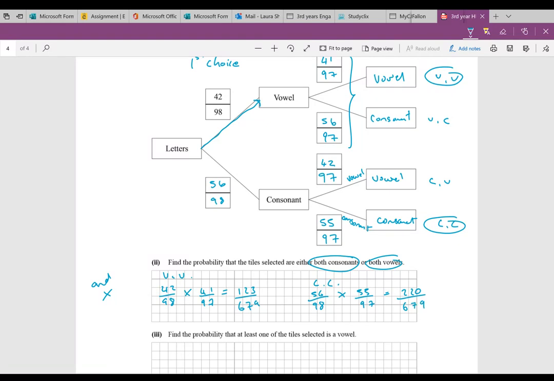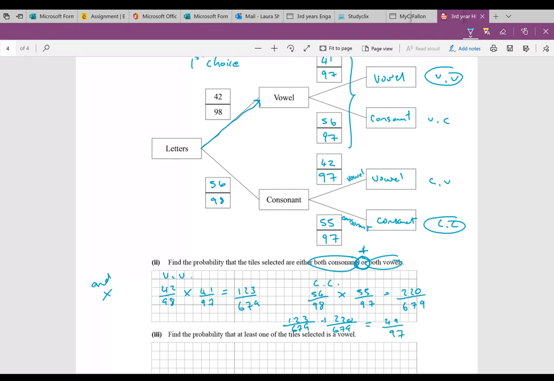Remember, and means multiply. And then I want one or the other. The word or is add. So 123 over 679 plus 220 over 679. And I have 49 over 97.